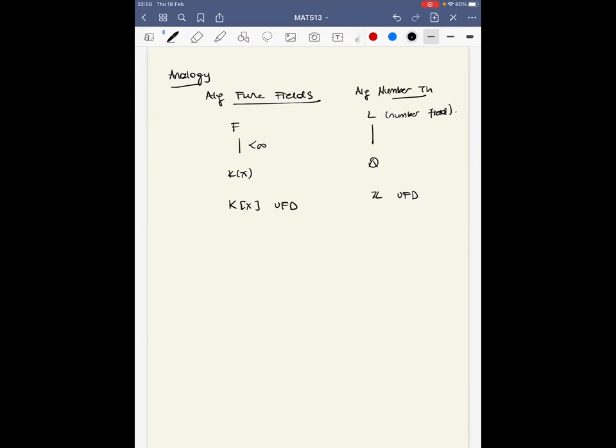For algebraic function fields, for simplicity, often we represent them as a simple algebraic extension over K of x. So that means often we can suppose that F is obtained by adjoining a root of a polynomial to K of x.